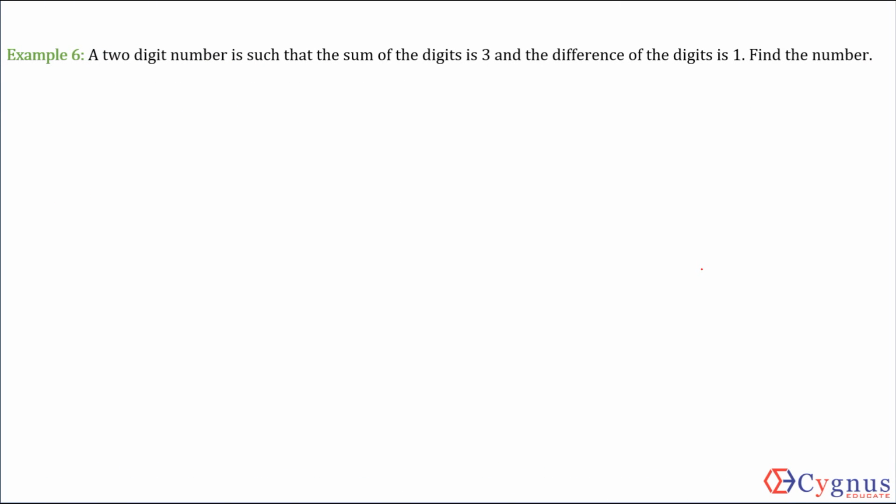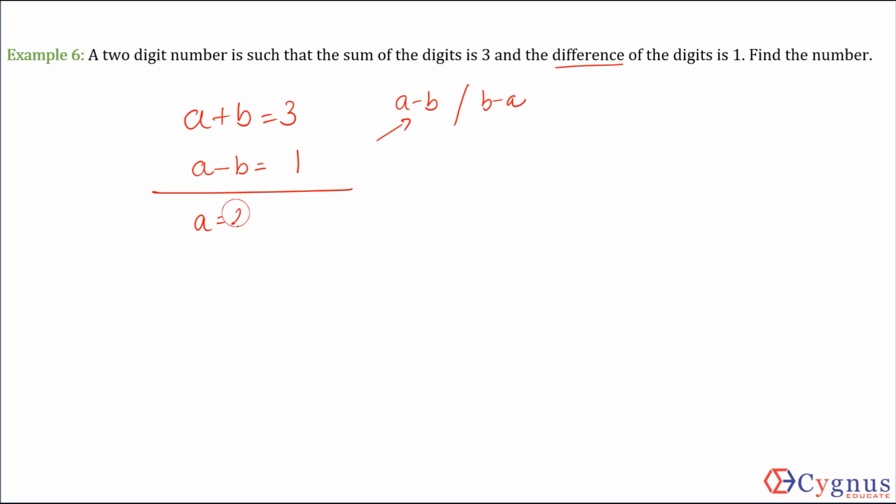A two-digit number is such that the sum of digits is 3. So can we write it like this? A plus B is equal to 3. And the difference of digits is 1. Now look at this. Difference does not mean A minus B. It can be A minus B or B minus A. The difference of digits is 1. So if you stick to this part, what do you get? A plus B is 3 and A minus B is given equal to 1. When you solve these two equations, what do you get? A equal to 2 and B equal to 1.